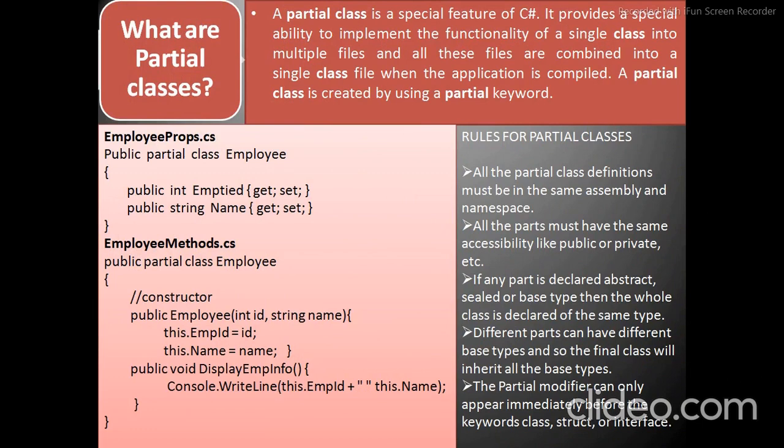Next question is, what are partial classes? A partial class is a special feature of C#. It provides a special ability to implement the functionality of a single class in multiple files, and all these files are combined into a single class file when the application is compiled. A partial class is created by using the partial keyword.